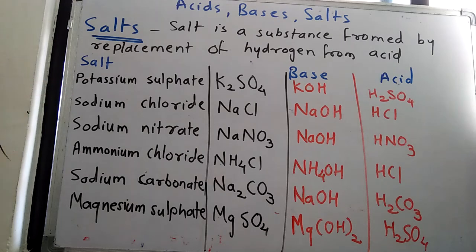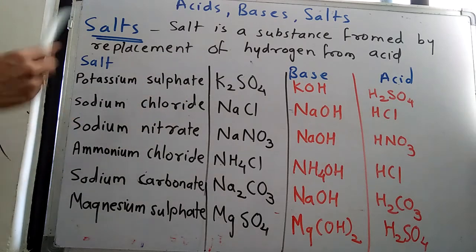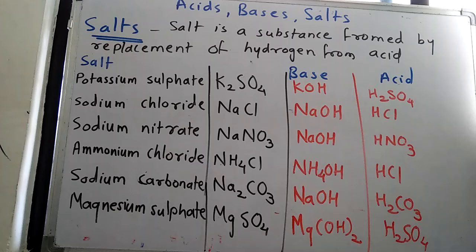Suppose potassium sulfate. What is the formula of potassium sulfate? K2SO4. Now if we have K2SO4, it is the name of the salt. How is this salt made? Now see, salt is always made by the reaction of acid and base. So the first part of the salt is always made from the base. The remaining part is always made from acid. So we should know some common bases and common acids.